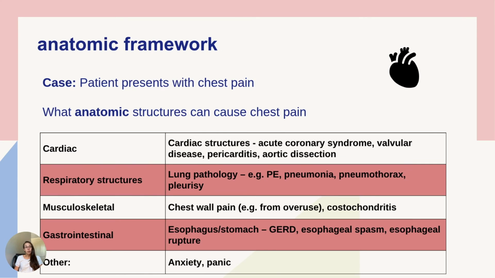So could it be a lung pathology, right? In the bronchus, lower in the lungs, like a pneumonia? Could it be a musculoskeletal anatomic area, right? Chest wall pain, costochondritis, gastrointestinal could include the esophagus, the stomach, and the other bucket. So as you can see, just helping tailor your differential before you even see that patient.